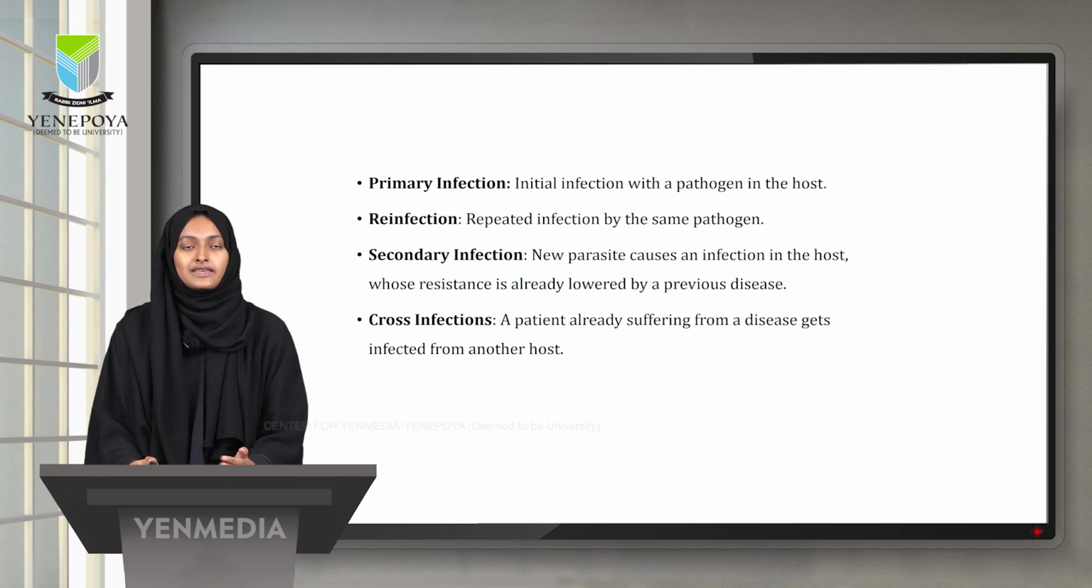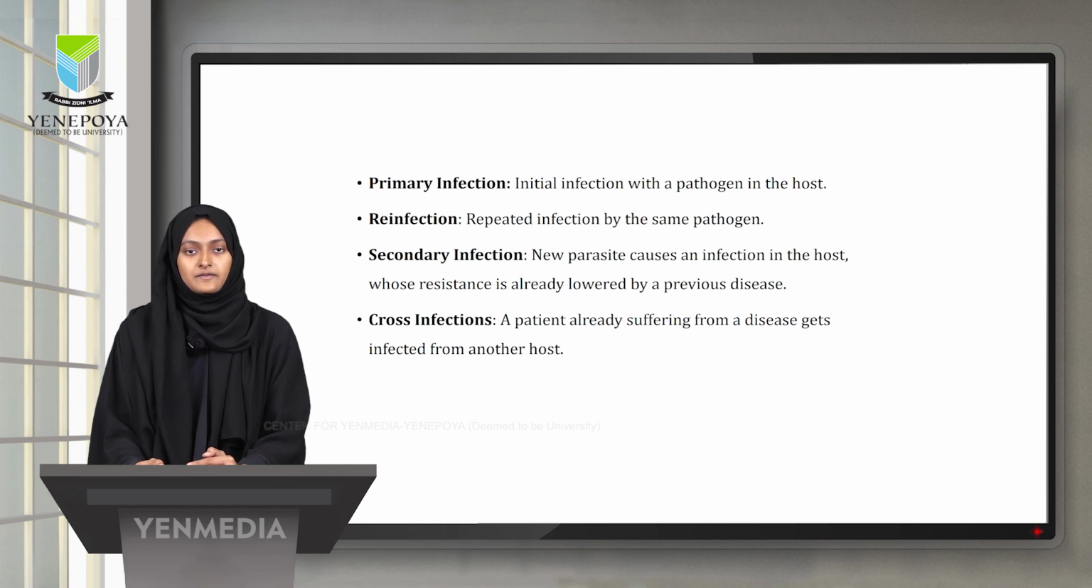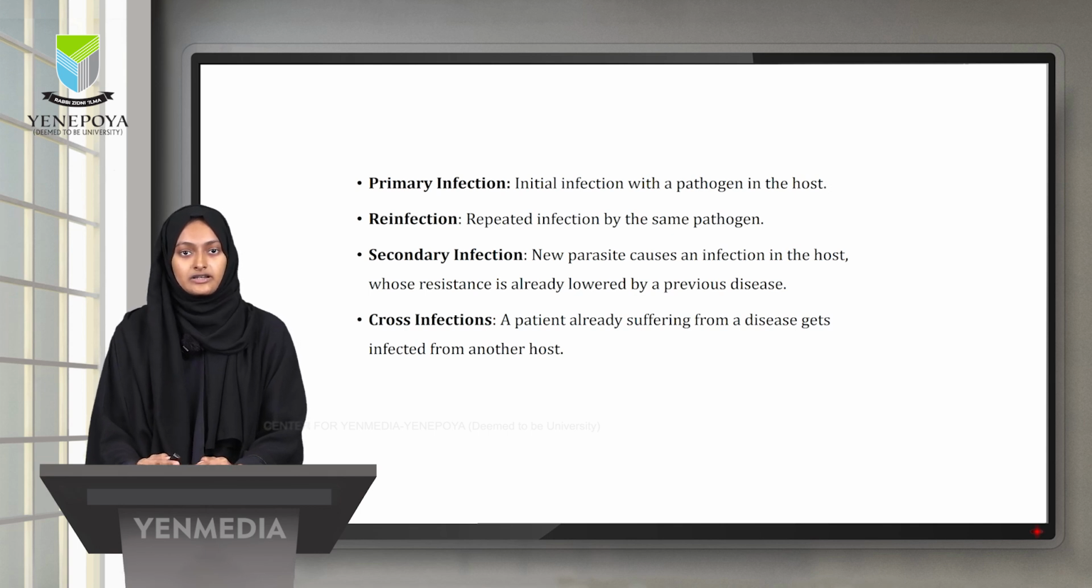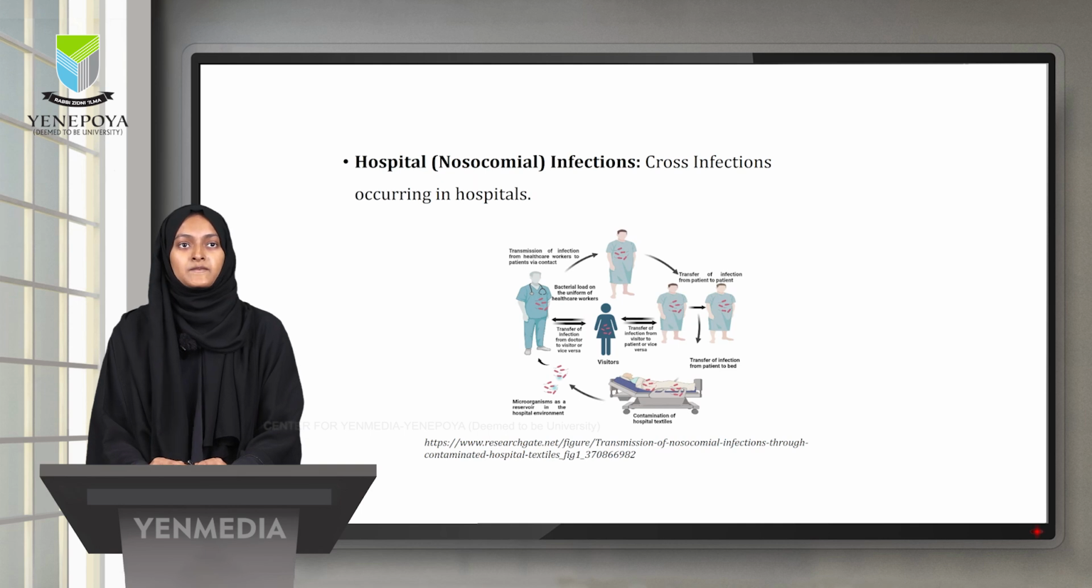coli. Secondary infection, a person is already having a primary infection, his resistance is lowered, and that time he can get a secondary infection. Cross-infection, a person is already suffering from a disease, he gets infected from another host. And these cross-infections which occur in the hospitals, they are called as hospital-acquired infection or nosocomial infections.